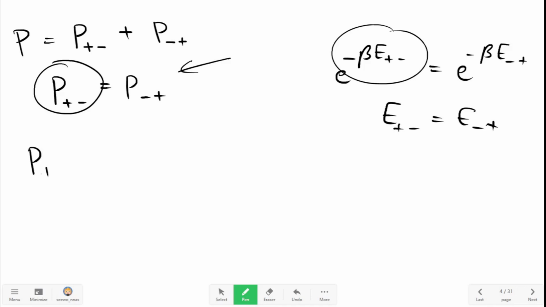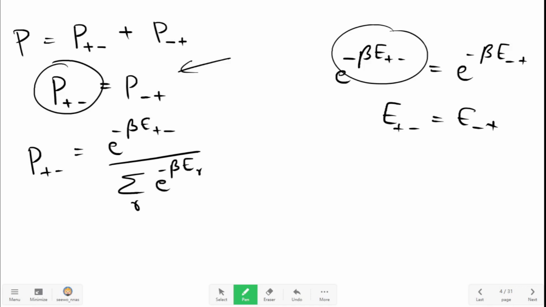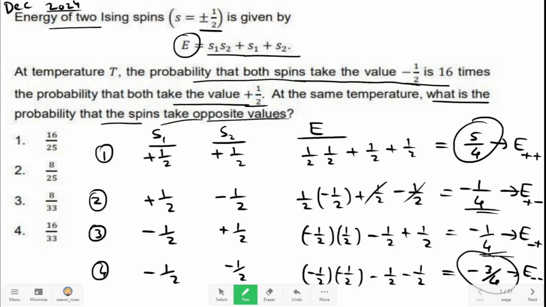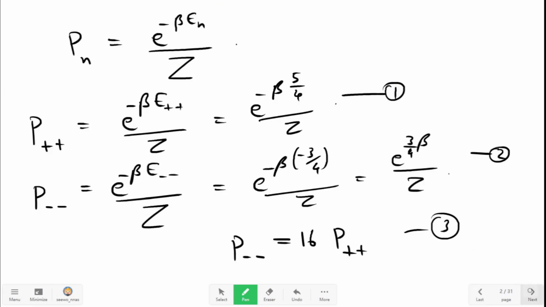So P plus minus is given by e raised to minus beta E plus minus divided by Z. Z is the partition function. It is the summation over r of e raised to minus beta E r. You have to do the summation over all states. Therefore this is equal to e raised to minus beta times E plus minus. What is E plus minus? E plus minus is minus 1 by 4.